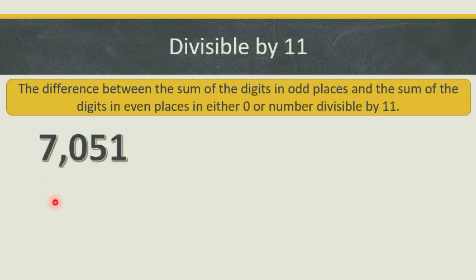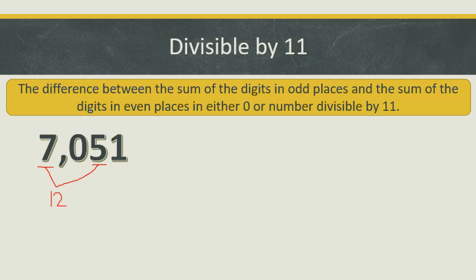So, paano po yun? For example, we have 7,051. So, ito yung first digit natin, second digit, third digit, and fourth digit. So, sabi dito, yung sum ng odd places. So, ito yung, di ba, ang odd natin ay 1, 3, 5, 7, 9. So, ito ang first. So, siya ang isang odd. So, 1, 3. So, yung pangatlo. So, 1, 2, 3. So, ito. Okay? So, ipag-a-add daw natin to. Yung odd places, kukunin natin yung kanyang sum. So, 7 plus 5 is 12.